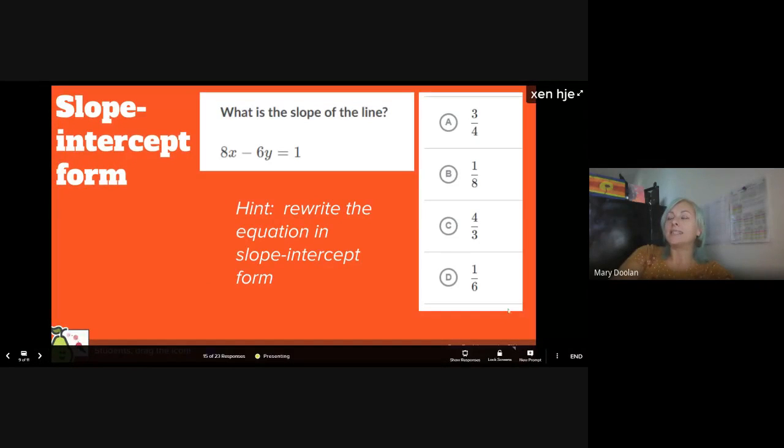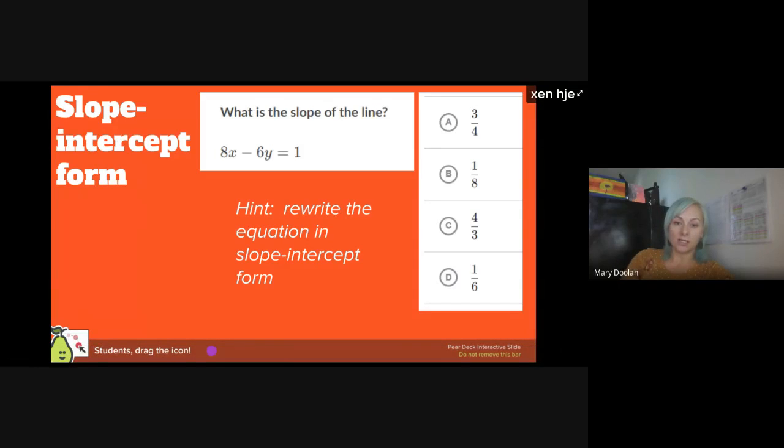For 9, this is another multiple choice one. What is the slope of the line? 8x minus 6y equals 1. This equation is in standard form. And if I want to get the slope-intercept form of the standard form, I have to rewrite it. The slope-intercept form is really useful when I want to know what the slope is because it makes it stand out. It's the x's coefficient.